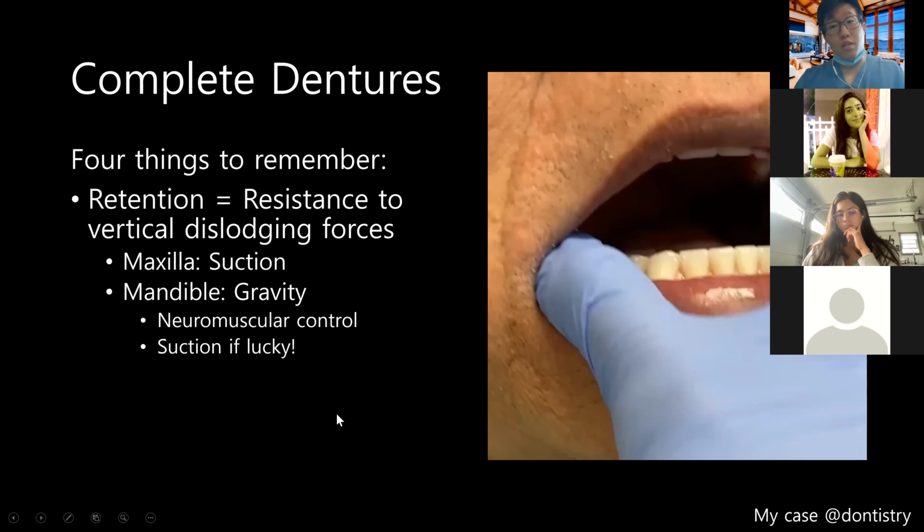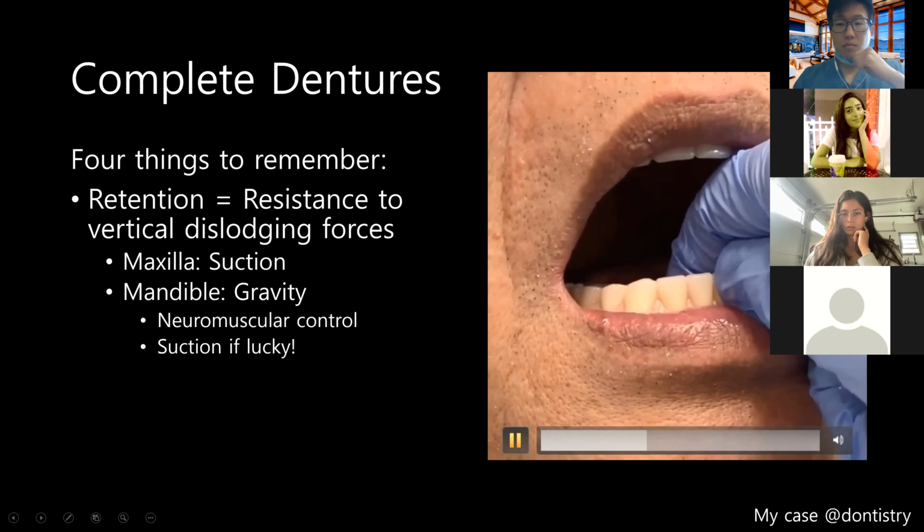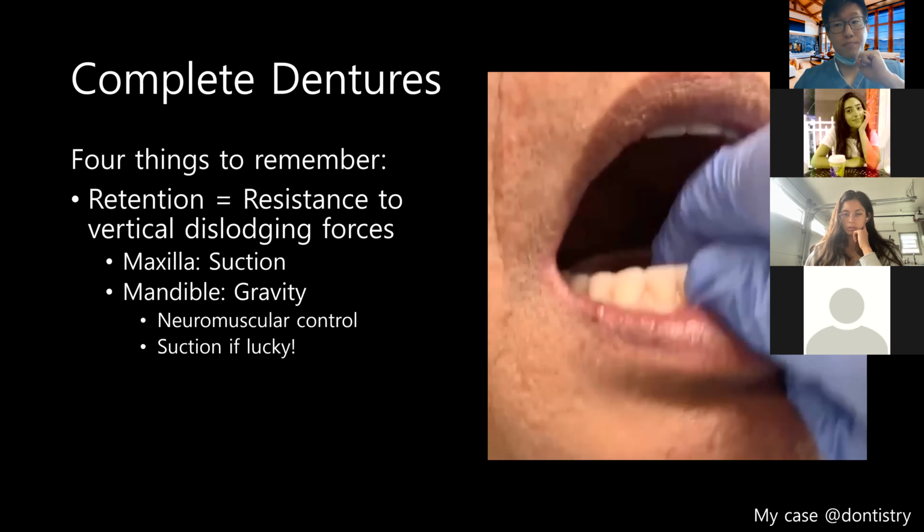If you're lucky, you can get suction, but it's not very common. So this is the lower denture of my patient. You definitely gotta try. So this one, I was lucky and able to get some suction. You can see that it's not picking up. There we go.